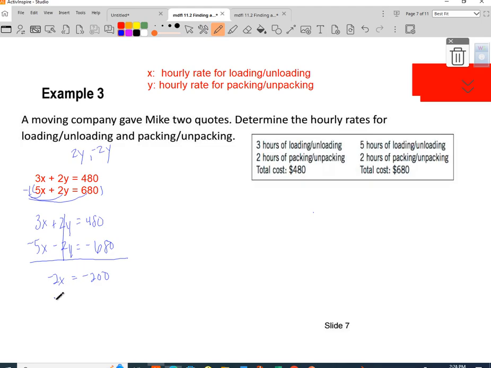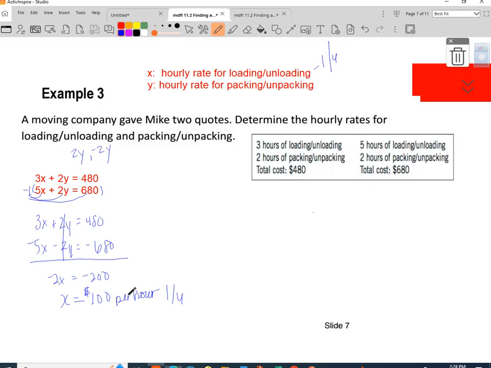And I'm going to divide both sides by -2, and so the hourly rate for loading and unloading is $100, right? This is a situation where we don't give our answer as an ordered pair. We are going to give our answer as $100 per hour for loading and unloading, and I'm abbreviating that as L/U.